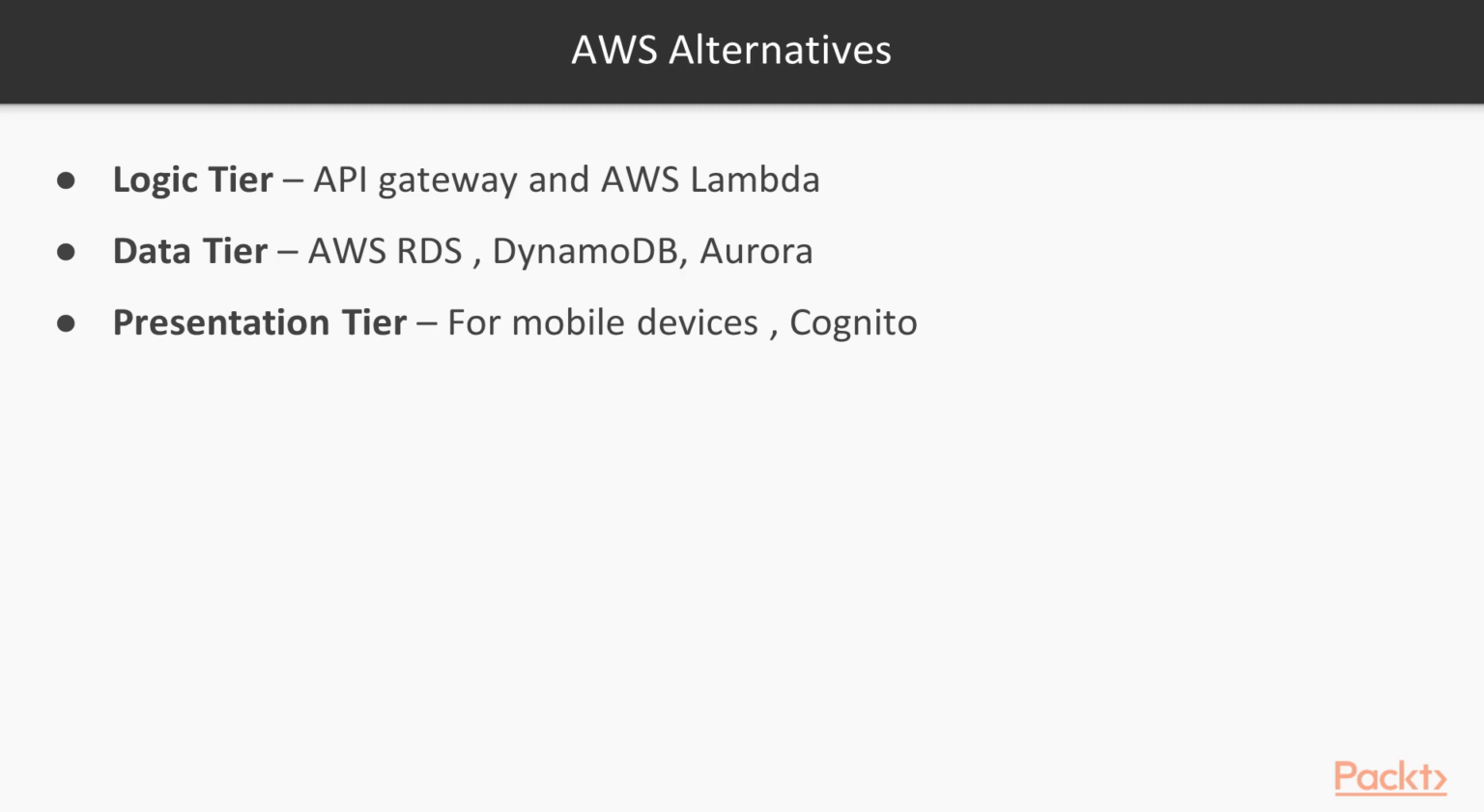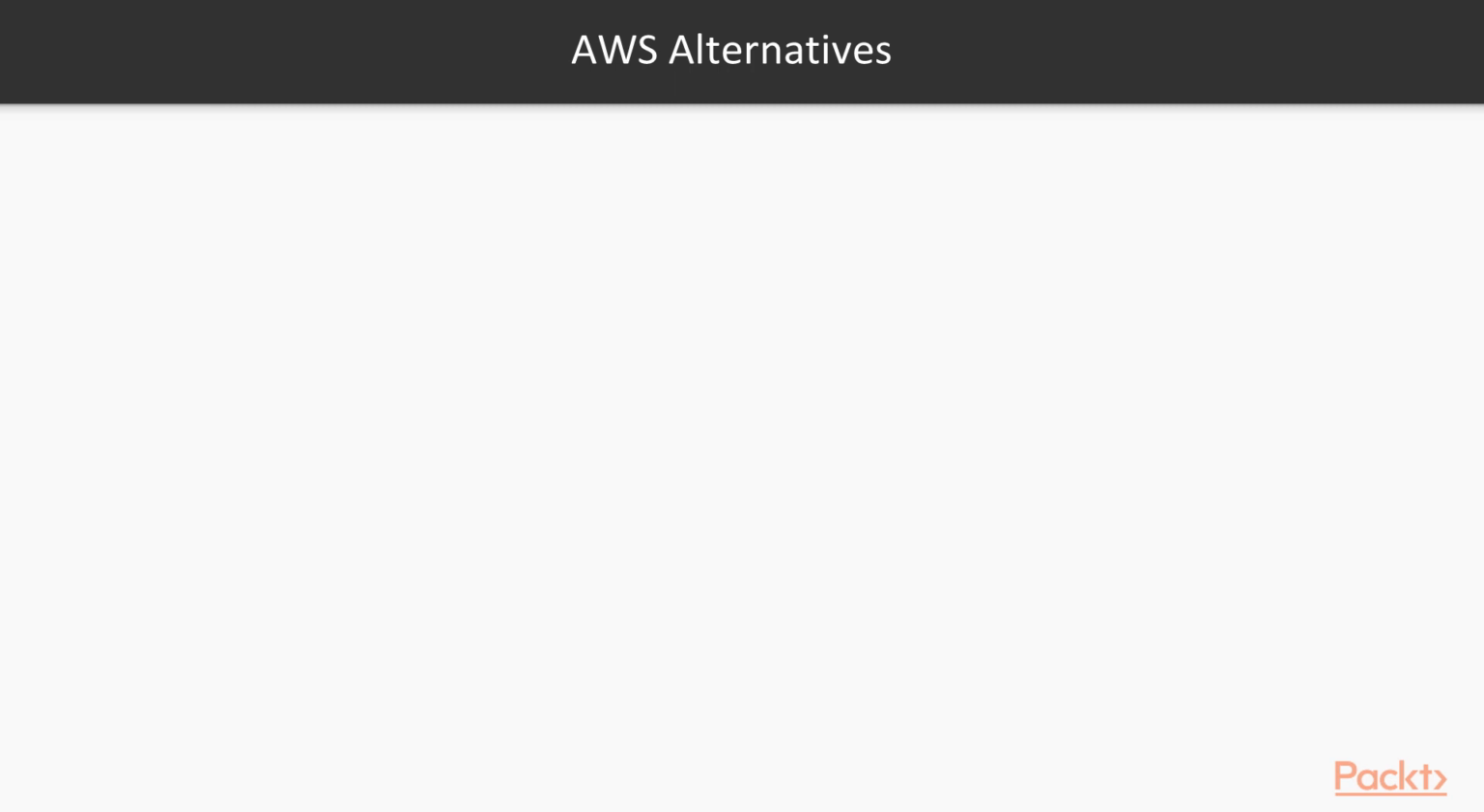Now when it comes to AWS, AWS has a lot of alternatives for hosting these tiers. For example, in the logic tier, you can use, as you've seen in our previous sections, the API Gateway service and the AWS Lambda service. These two services can be used to build those applications in your logic tier. For your data tier, you have the ability to use AWS Relational Database Service, DynamoDB, and AWS Aurora. And finally, for the presentation tier for mobile devices, you can use AWS Cognito, which can be used for identity management. Let's look at how you can have these alternatives in your different tiers.